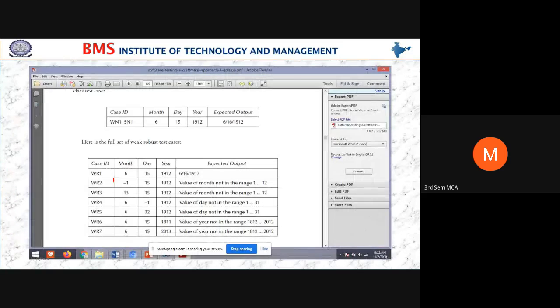Okay. Here are some examples. Case 1. Month is 6. 6 means which month? June, no? In June, how many days do I have? 30 days. But the day value is how much, students? 15. What is the expected output? 16. Yes, is it true? Yes, it is correct. It is true.